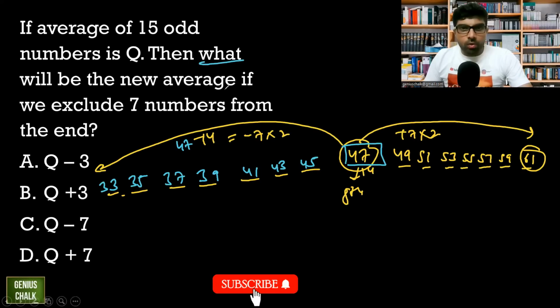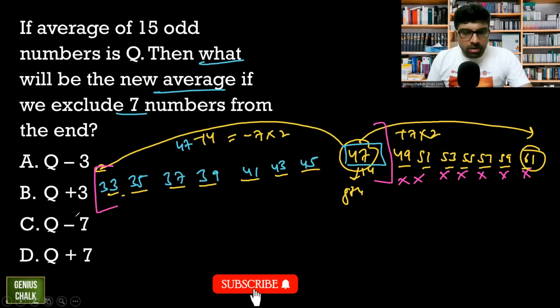Now, what will be the new average if we exclude 7 numbers? You see, right now the average is 47. Now exclude the 7 numbers. So let's cancel this. 1, 2, 3, 4, 5, 6, 7. That means the overall series has now become this. Now, how many numbers are there? 4 and 4, 8. What is the average? 8 number observation. Average is always lying between 4th and 4th, like these 4 and these 4.